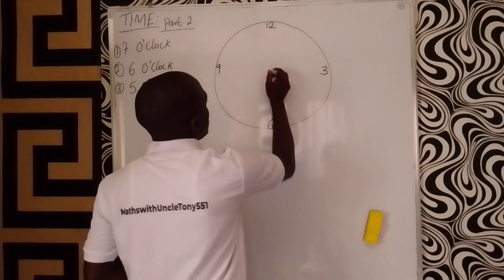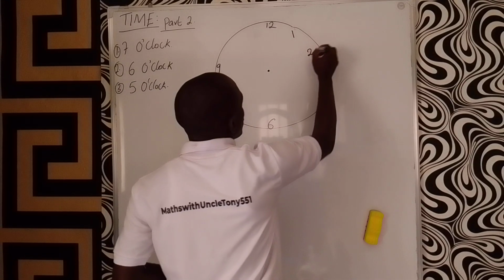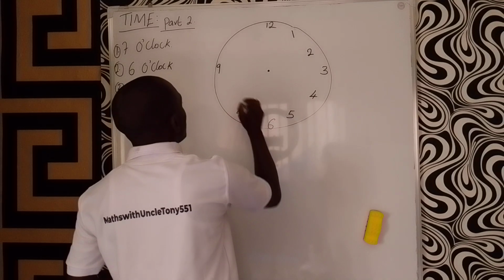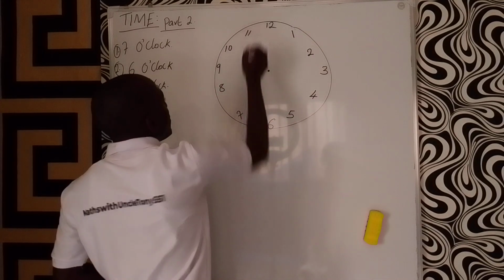Now locate the middle. Now you quickly write 1, 2. Here will be 4, 5. Here will be 7, 8. Here will be 10, 11.